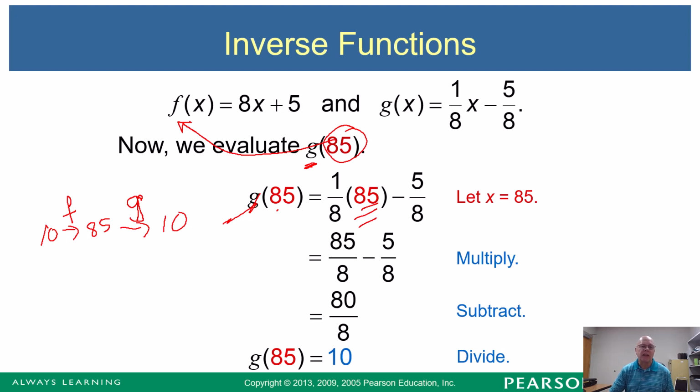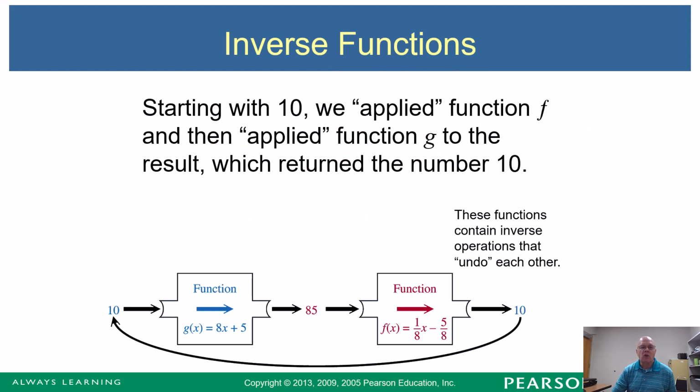Not only that, but if you start with g, put a number in, any x you like. Say, let's pick a 7. If you put a 7 in for g, took the result, whatever it is, and took it over to f, put it in that function, you'd end up with your original 7 again. That's the definition of an inverse function. And of course, inverse functions only happen when we have one-to-one functions. One-to-one and inverse go hand in hand.